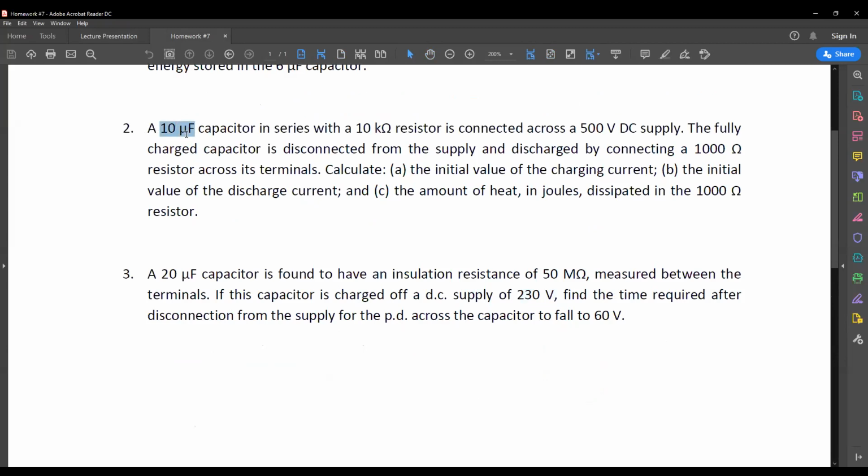Here you have a 10 microfarad capacitor in series with a 10K resistor connected across a 500 volt DC supply, and you charge it fully. You leave it like this until it's charged fully. Then you have 500 volts on this 10 microfarad capacitor. When you do that, you connect it to a 1000 ohm resistance in order to discharge it. He's asking you first about the initial value of the charging current.